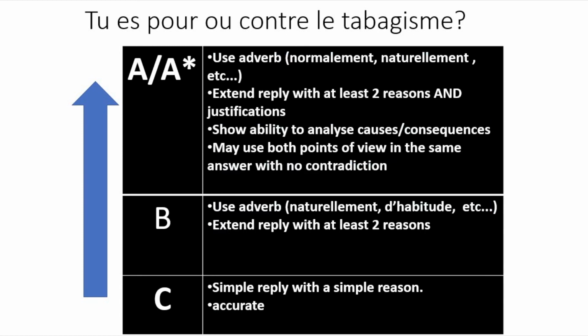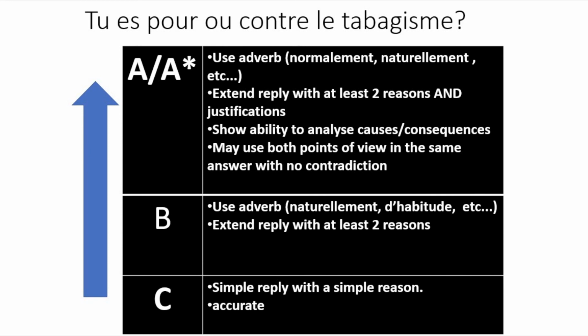And here's where it is. A's and A stars. This is what we've got to be aiming for, right? Now, writing, it's hard to do on the spot, so use all of your work that you've done so far to help you out. Use any of the vocabulary that we've sort of covered in the last few lessons to build your answer. So again, using adverbs, normalement, naturellement.